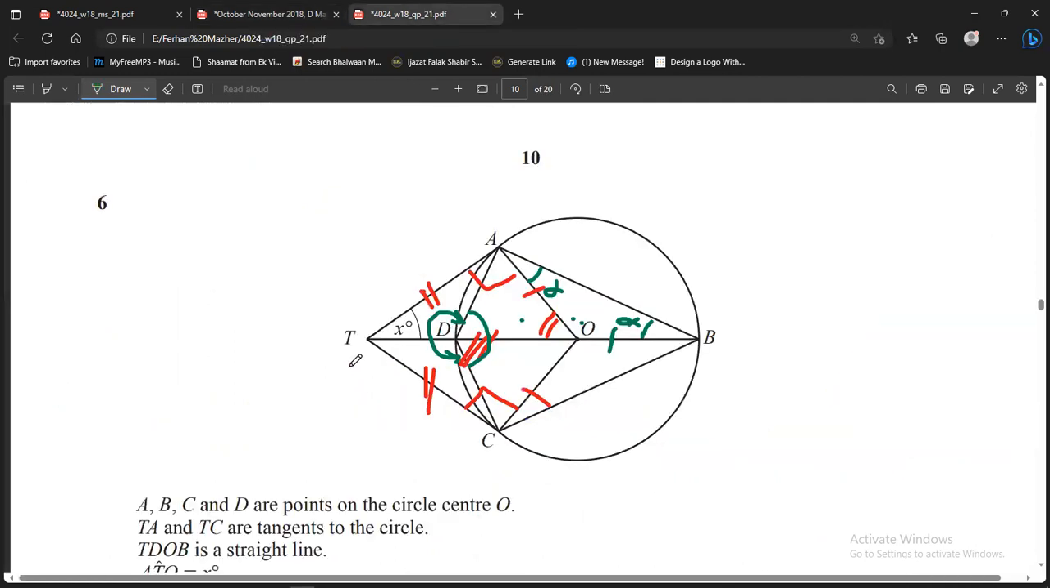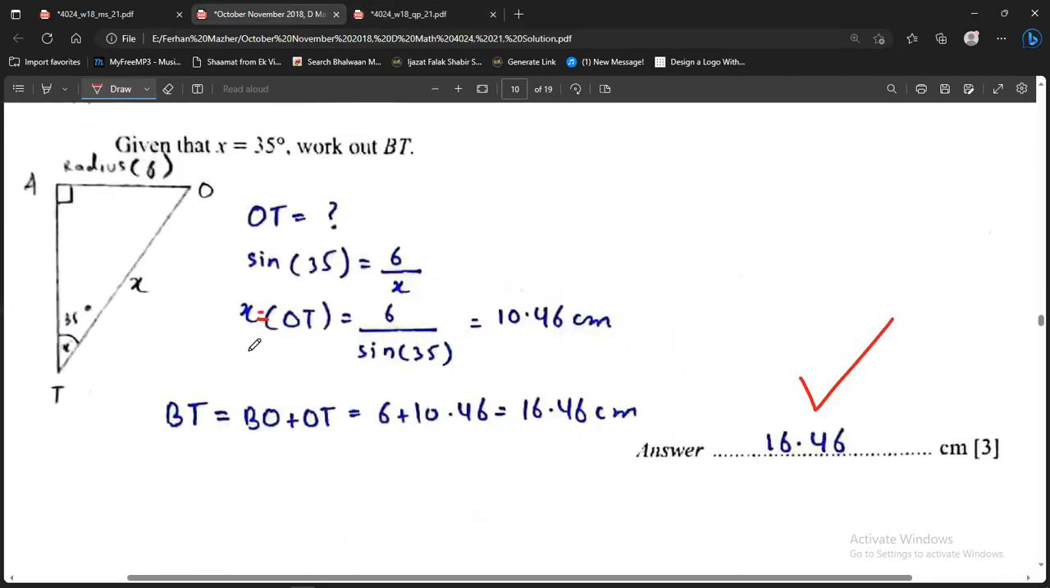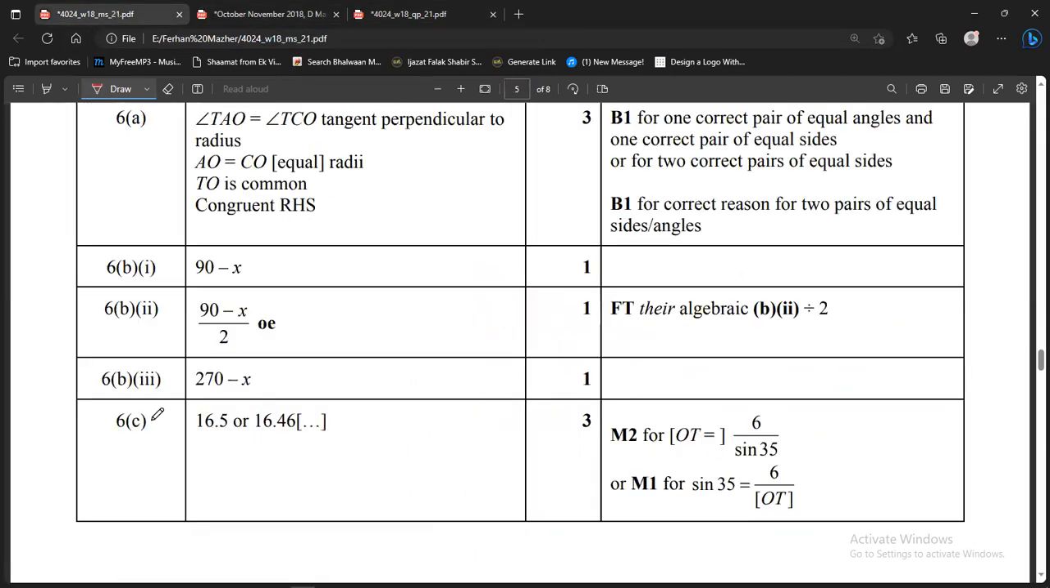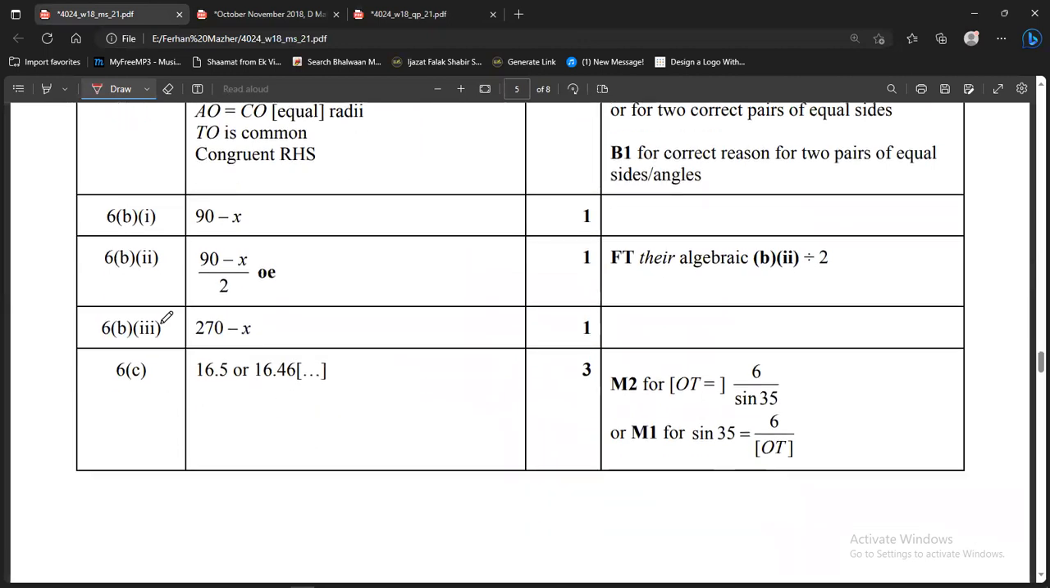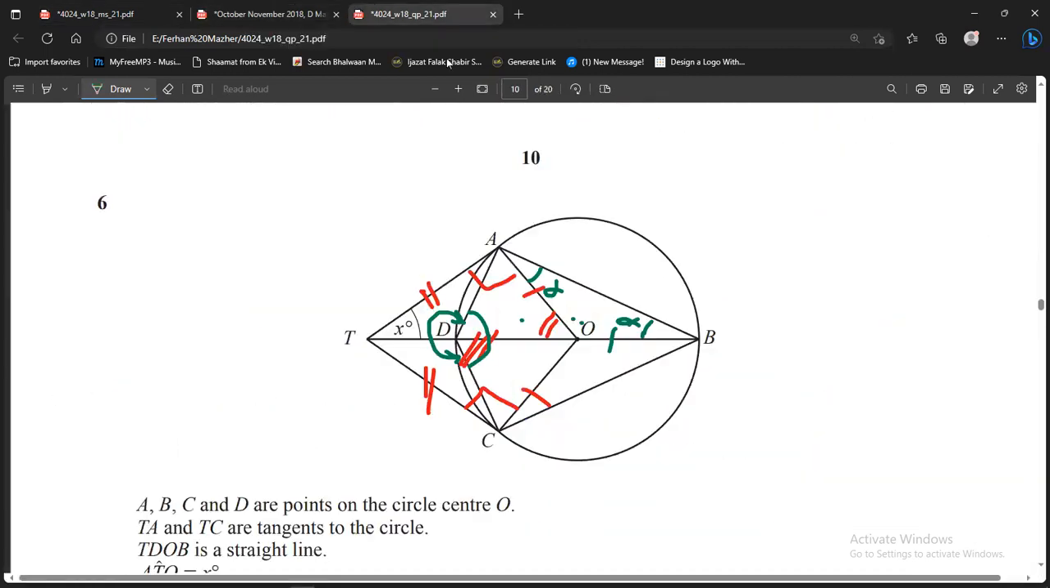Let me explain you here. So we just found out what is the OT value. And in the OT value, we have added the radius. OB is the radius. So our answers are right.